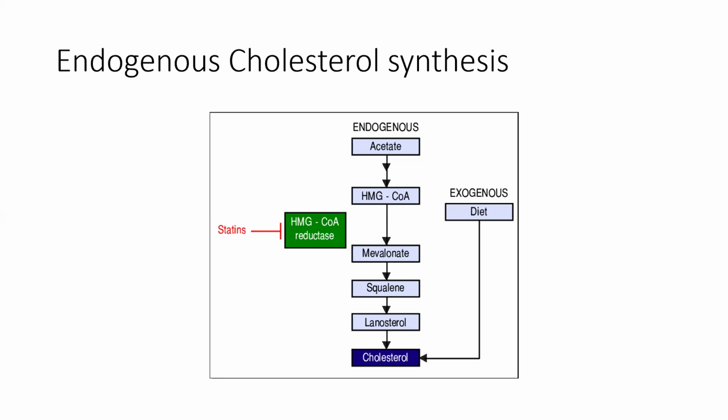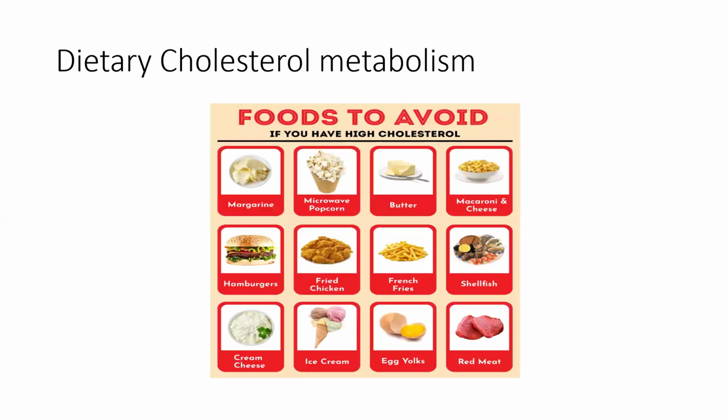Now, coming to endogenous cholesterol synthesis, as we can see in the flow chart, acetate converts to HMG-CoA, and then mevalonate, then squalene, and then lanosterol, and then finally to cholesterol. So this is the endogenous cholesterol synthesis. But we are going to discuss majorly dietary cholesterol metabolism, how through foods cholesterol enters our body and how it is actually metabolized.